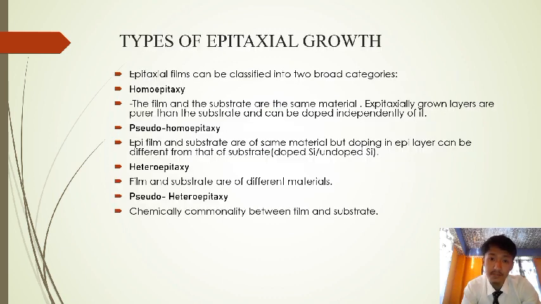Now moving on, types of epitaxial growth. There are four types which are discussed here: homoepitaxy, pseudo-homoepitaxy, heteroepitaxy, and pseudo-heteroepitaxy. In homoepitaxy, the films and the substrates are of the same material, and the epitaxially grown layers are purer than the substrates and can be doped independently of it. So you can see all the other types of epitaxial growth. Okay, now moving on.